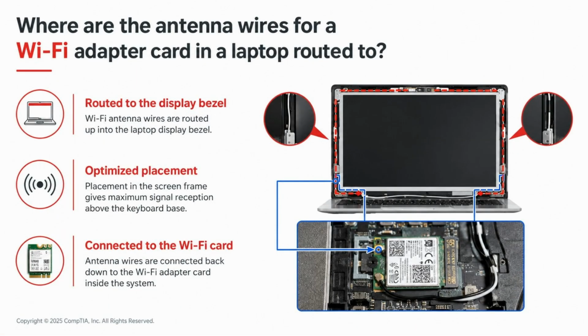Wi-Fi antenna wires are routed up into the laptop's display bezel. That placement in the screen frame gives the best possible signal reception above the keyboard base, with the wires connecting back down to the Wi-Fi adapter card inside the system.